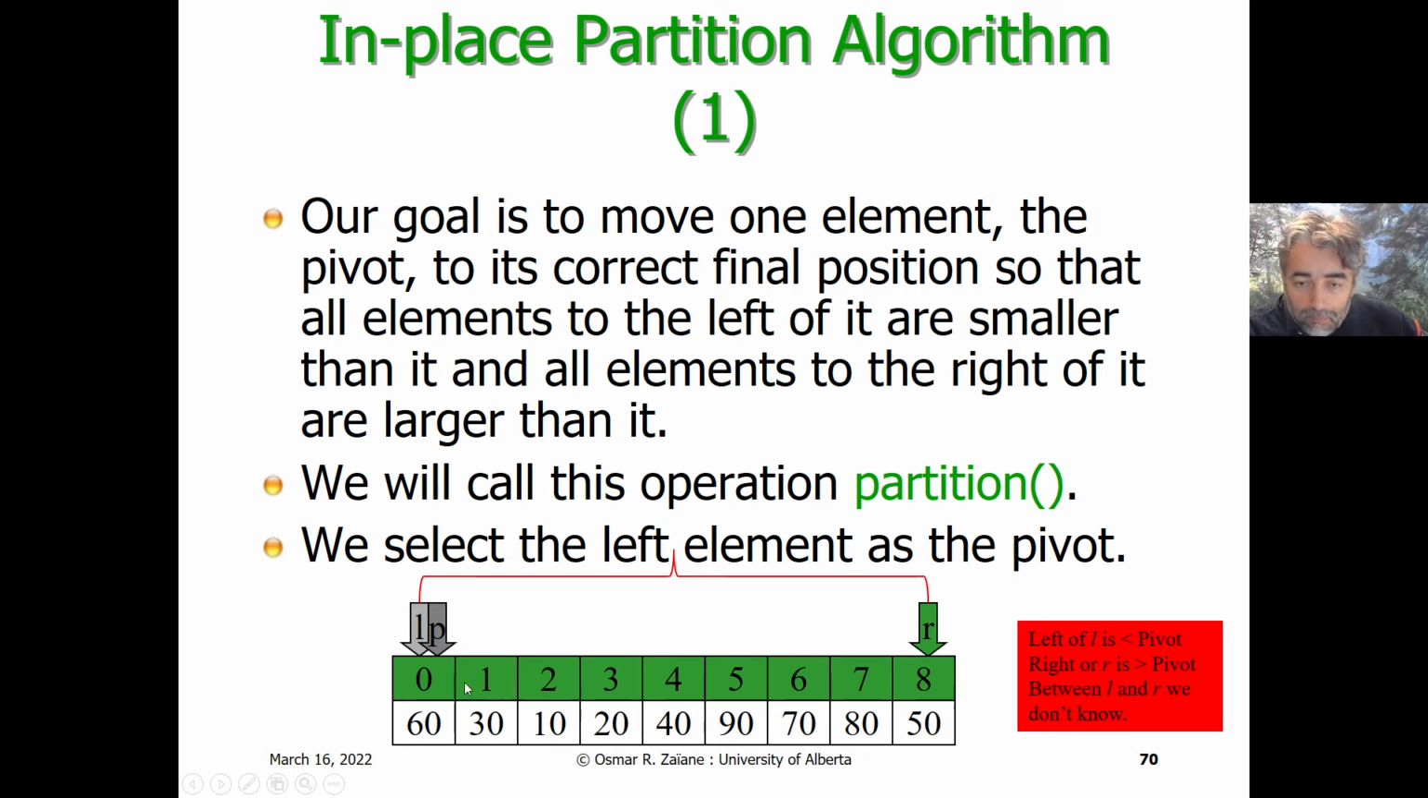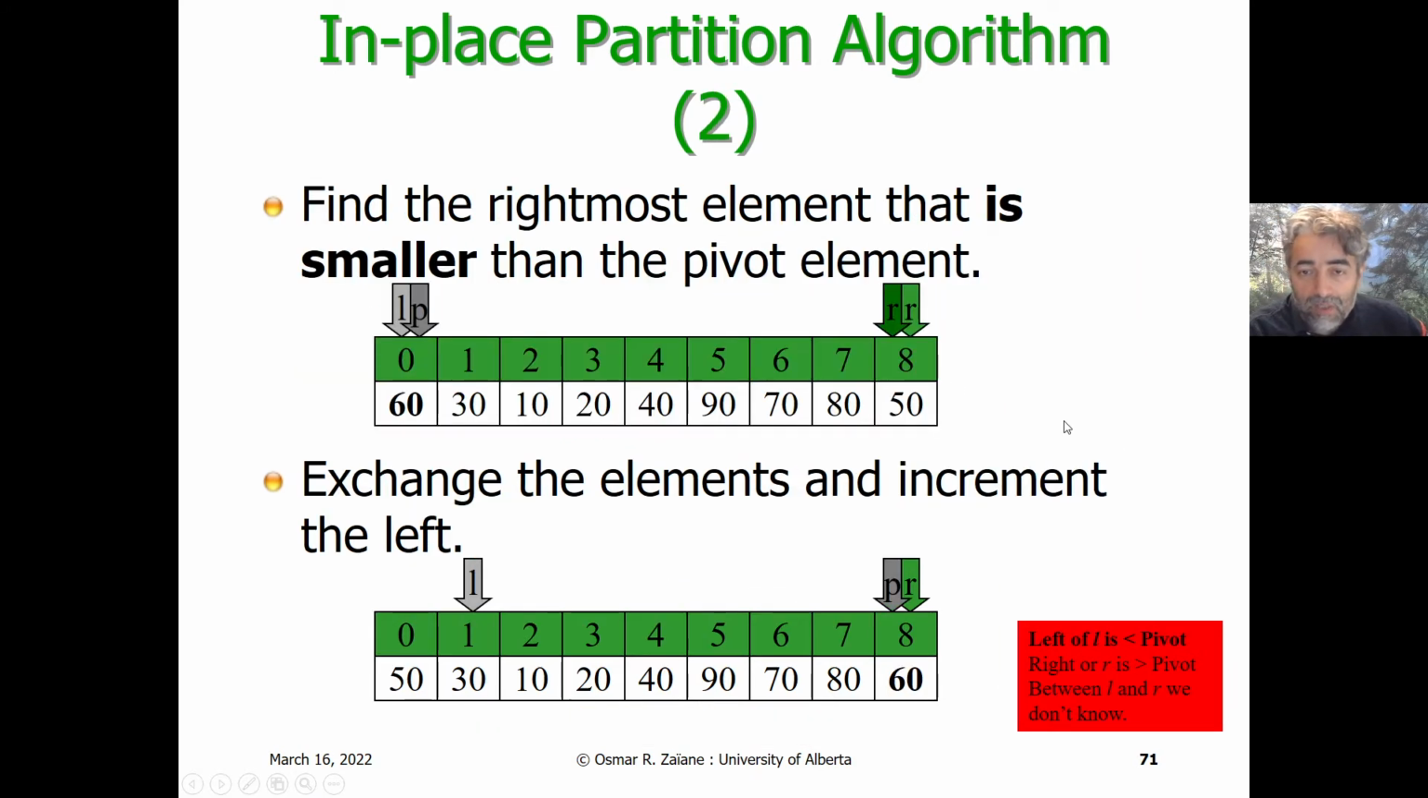Now, the range between L and R is not visited yet, and as long as I still have something in between, I haven't finished the partition. So now what do I do? I start traversing from the right, and I compare the element at position R. Is it bigger than the pivot 60? If it's bigger than 60, that's fine, I keep on moving. But if it's smaller than the pivot, so wait a minute, 50, you should not be there. Therefore, I will swap it with the pivot.